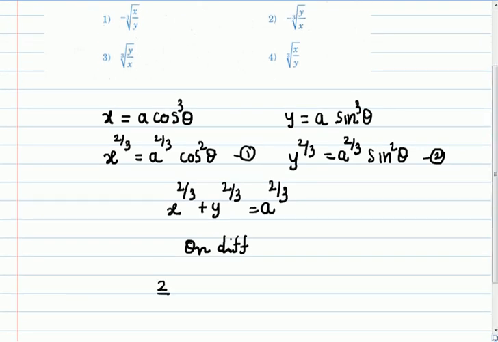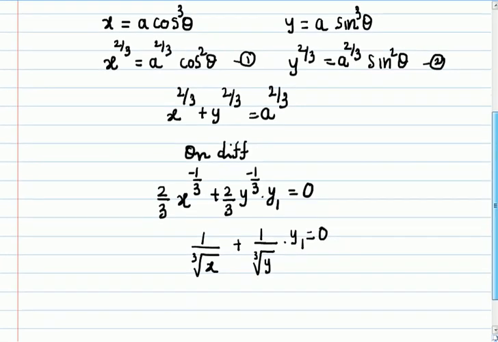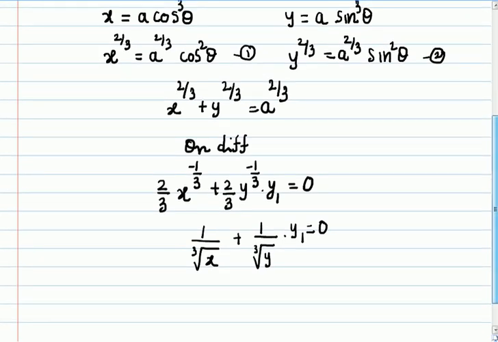So we'll get n into x raised to n minus 1, n into x raised to n minus 1 into y dash or y1, and the differentiation of a constant is 0. Hence dividing throughout by 2/3, what you will get is 1 divided by cube root of x plus 1 divided by cube root of y into y1 equal to 0. Multiplying throughout by 3 by 2, or you can divide the equation by 2/3.